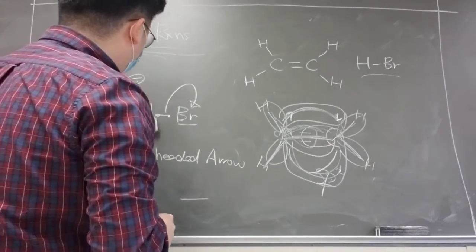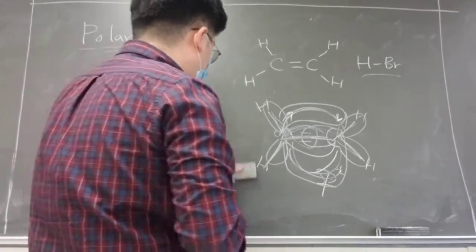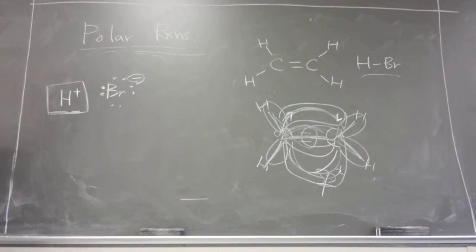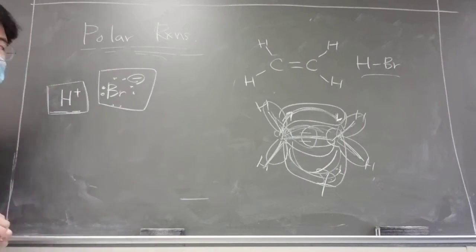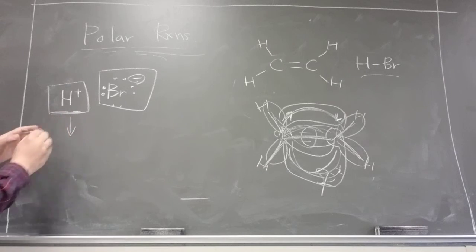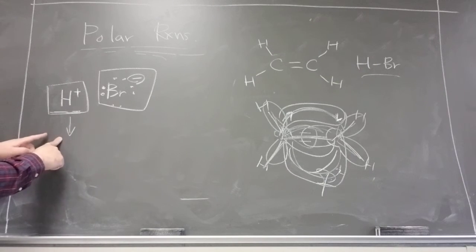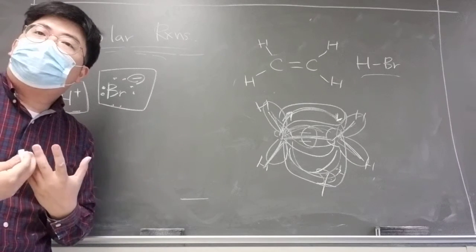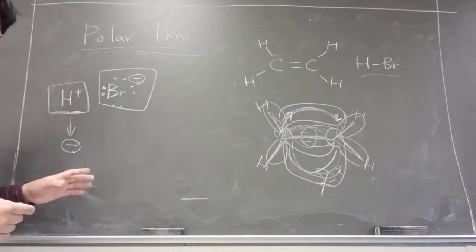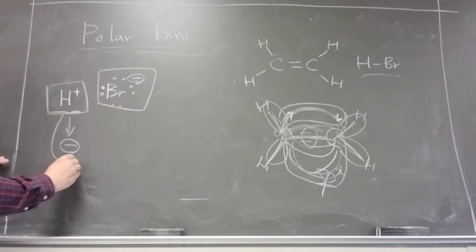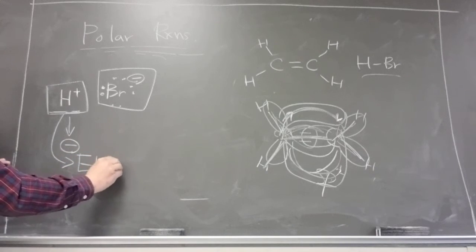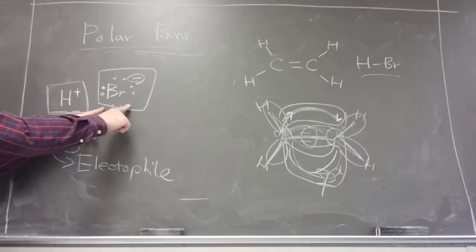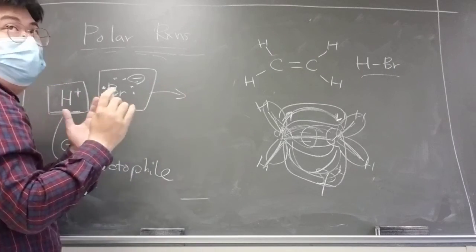So here's the thing. If that is true, this is something that is positive, and this is something that is negative. Obviously, to be neutral, when you're positive, you need to find something negative, right? So this is what I mean by electrophile, what we just mentioned. Make sense, right? Okay.